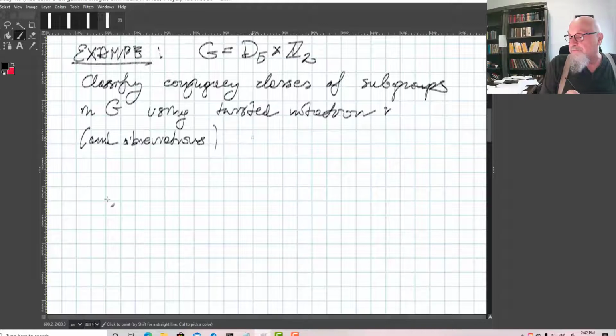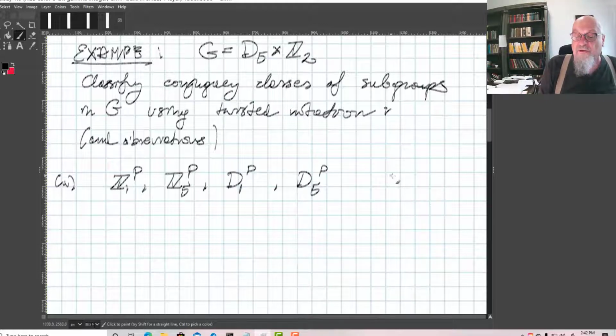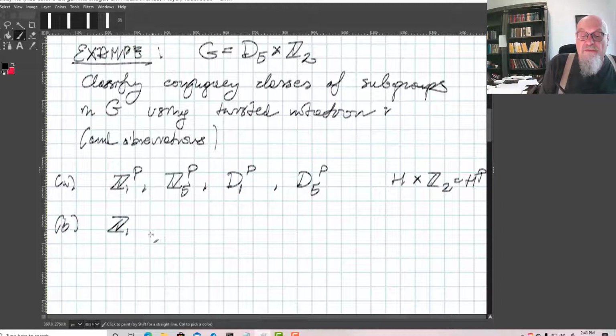Of course, for the subgroups, we have the following. The first ones are the products: Z1P, Z5P, D1P, and of course D5P. Those are the products, so H times Z2 is denoted HP. Then we have the B. The first part is simply the subgroups of gamma, in our case D5, so this will be Z1, Z5, D1, and D5.